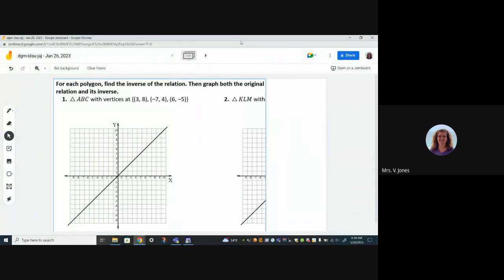So with inverses, this first problem right here, we're going to do what the directions say. We're going to graph the original. All right, so we're going to graph these points.